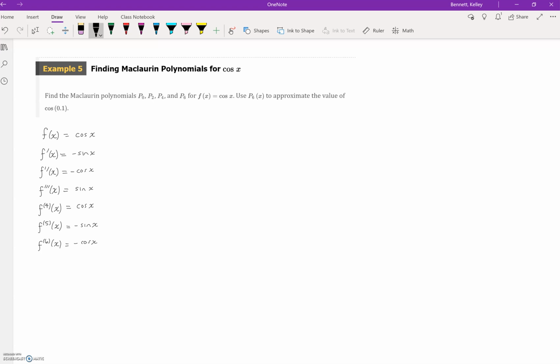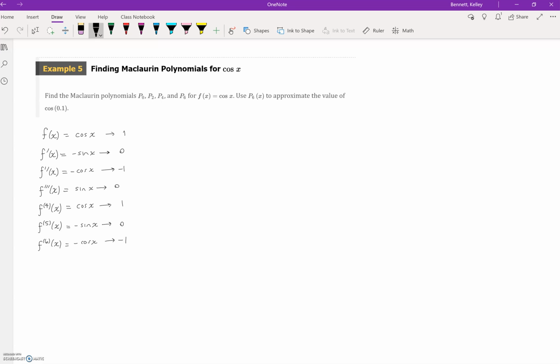So now that we have the derivatives, we need to evaluate them for x equals 0. So cosine of 0 being 1. All of the sine functions at 0, we already know that these are 0, so we can go ahead and handle those. And then we're just going to kind of flip-flop between negative 1 and 1. So negative cosine of 0 is negative 1, cosine of 0 is positive 1, etc.